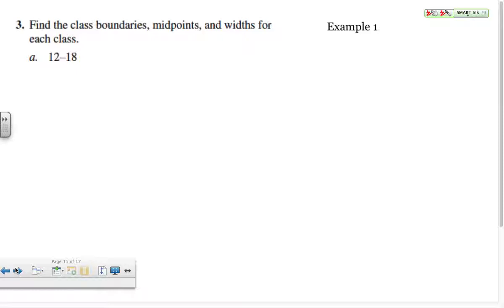So first of all, let's do the easy ones first. We're going to do boundaries and midpoints. Remember with the boundaries, that's an add and a minus 0.5. So what's 12 minus 0.5? It's 11.5. And 18 plus 0.5 is 18.5. So we're going to go from 11.5 to 18.5. That's our boundaries. This is our class limit. This is our boundary.